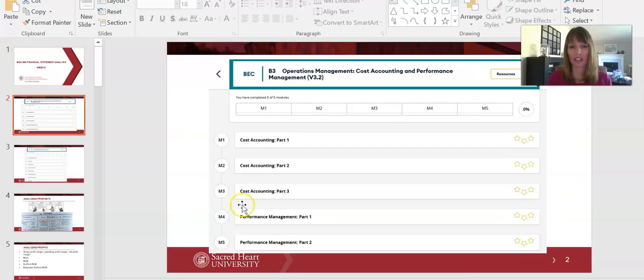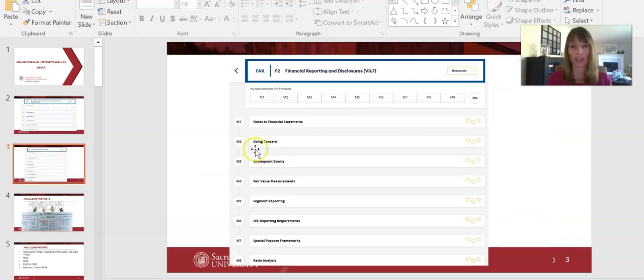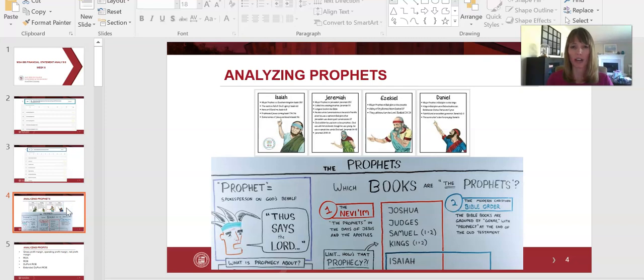Profitability analysis is in the CPA exam in the BEC section, in the performance management part 2 section. It's also in FAR in the ratio analysis section. And although I don't have it available, it's also part of the audit section when you're doing your performance analysis for audit procedures. Let's begin by talking about analyzing profits.